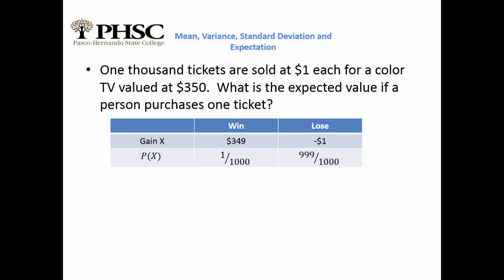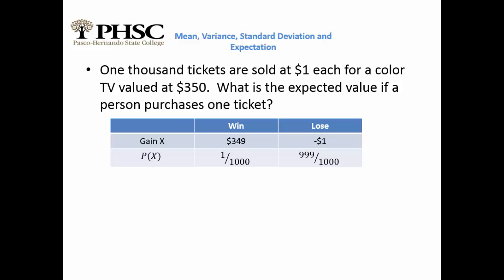So here we have an example. 1,000 tickets are sold at $1 each for a color TV that's valued at $350. What is the expected value if a person purchases 1 ticket? So we have, if they win, then they literally win $349. If they lose, they lose $1, right? So although it's valued at $350, you paid $1 to play, so it's actually $349.